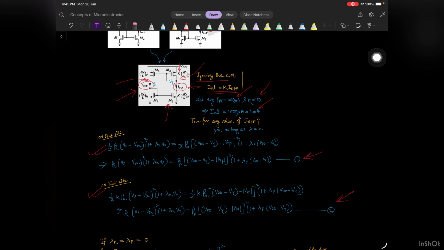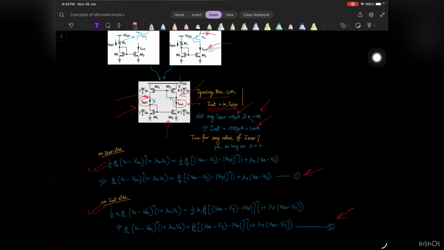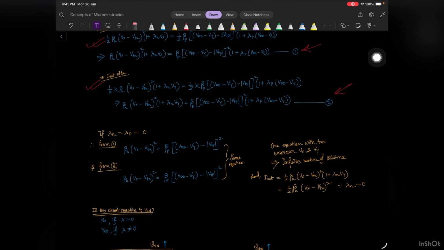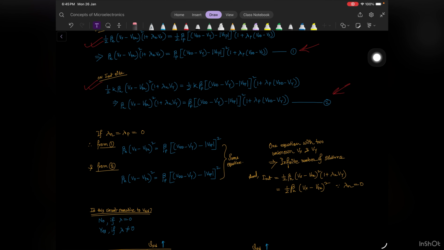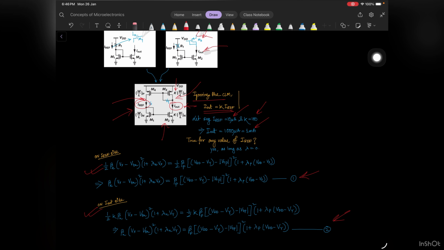Okay, now if you ignore the CLM, meaning if you put lambda equal to 0 in both equation 1 and 2, then these two equations are exactly identical. So you have only a single equation and two unknowns. It means you have an infinite number of solutions. So I out equals K times IREF holds for any IREF current, and this is true only when you ignore the CLM, but in the real case it will definitely give you one solution.